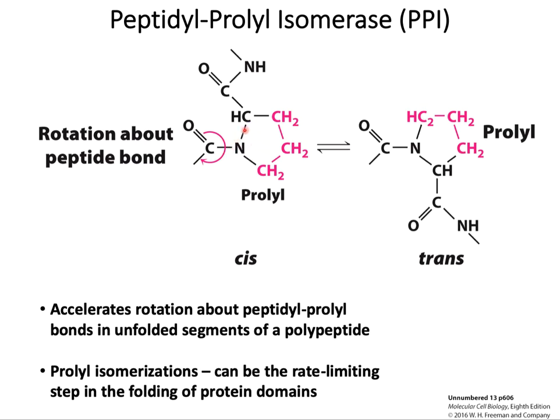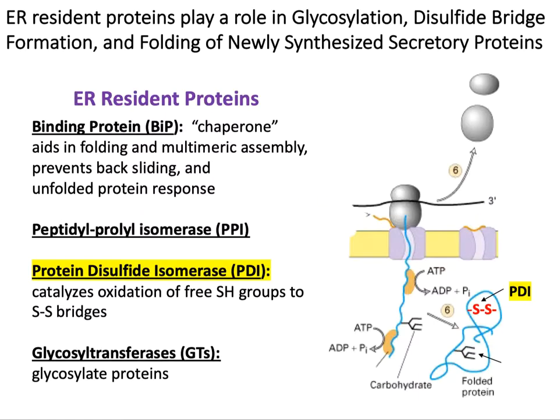Now, most peptide bonds are trans bonds due to steric hindrance, but the proline's unusual structure can stabilize the cis form in the biological setting, and both the cis and the trans form, which is the other one flipped, can exist in nature under natural conditions, and this is extremely important for protein folding. So the peptidyl prolyl isomerase actually accelerates this rotation about the peptidyl prolyl bonds in the unfolded segments of a polypeptide, and this is very important for the protein folding function.